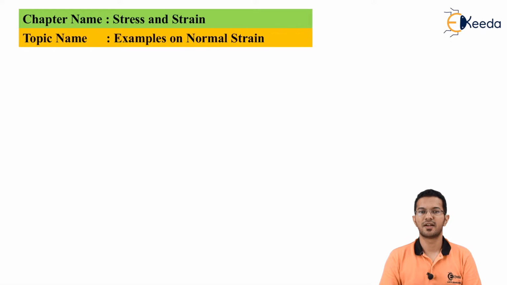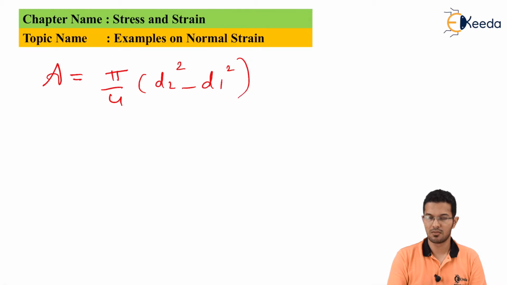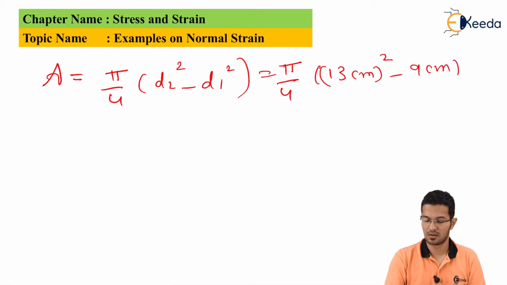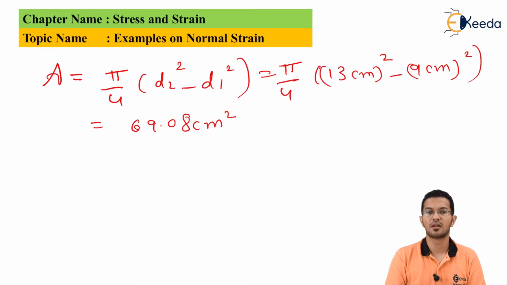First of all, let's find out the area of the cross section. The area of the cross section, which is equal to A, is nothing but pi upon 4 into D2 square minus D1 square, which is equal to pi upon 4 into 13 centimeter square minus 9 centimeter square, which gives us the answer as 69.08 centimeter square.